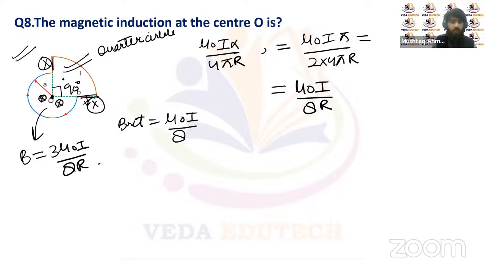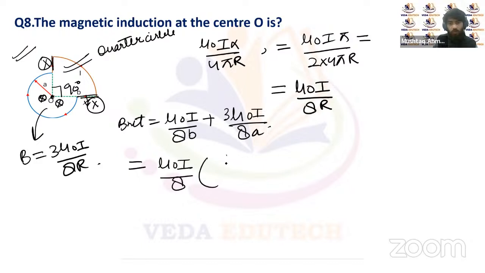The radius of the bigger circle here is given as B. That will be mu naught I upon 8B plus 3 mu naught I upon 8A. So the net magnetic field here will be mu naught I upon 8 into (1 upon B plus 3 upon A). So this is the net magnetic field at the center.